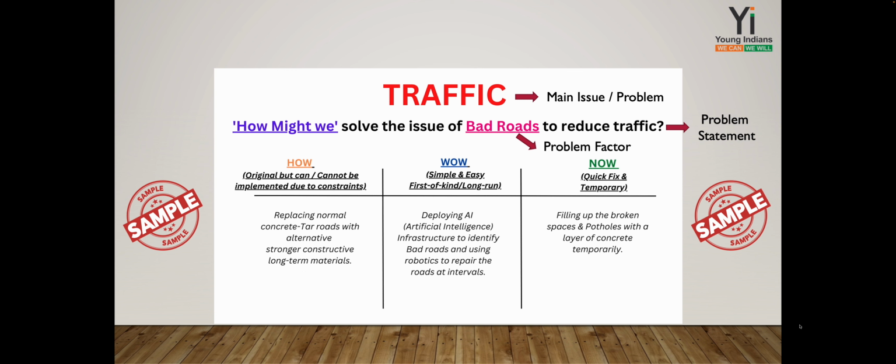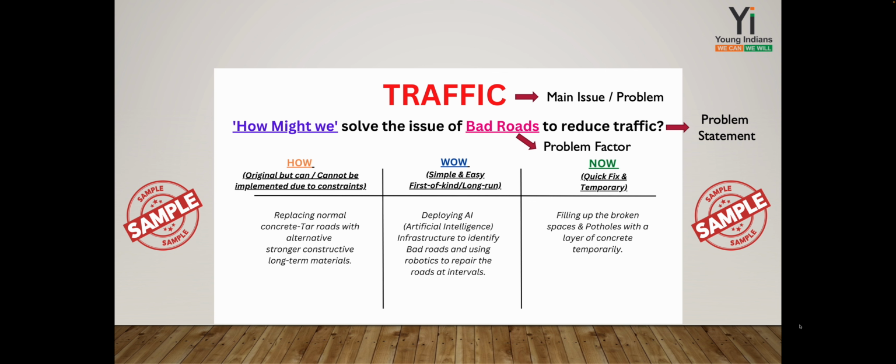Now, the same instance, a wow idea, which is simple, easy, first of its kind, and lasts a long run, is, say, if you deploy an AI infrastructure to identify where the bad roads are coming up immediately, and it gives you that view within your city or your neighborhood of what needs to be repaired immediately. That kind of thing is an innovative way, and you don't even need to use manpower. Say, for example, you use robots to solve these problems. So that's what you will be explaining here, and telling them that will be a wow idea.